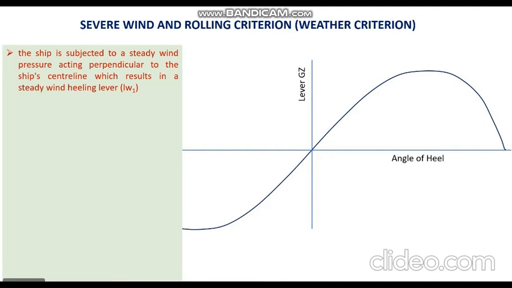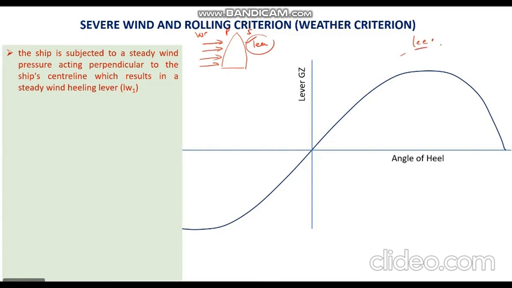What does it mean? For example, let us say I have the ship here. GZ for this side is here. GZ for the other side is in the third quadrant. It says the ship is subjected to a steady wind pressure beam on this side. When it is like this, let us say in this case, this is the port and starboard. So port side becomes the windward side and starboard side becomes the lee side. So this is the lee side now.